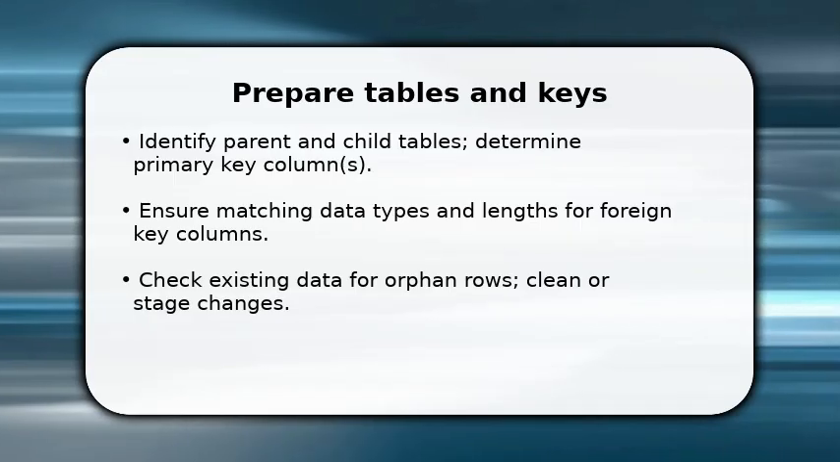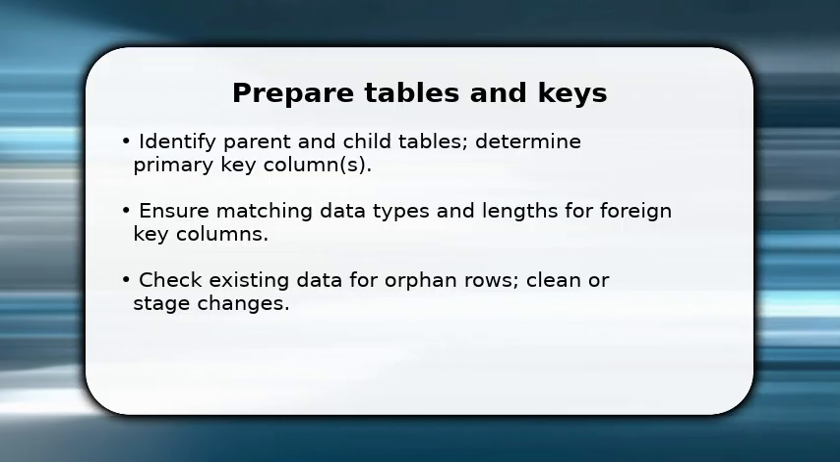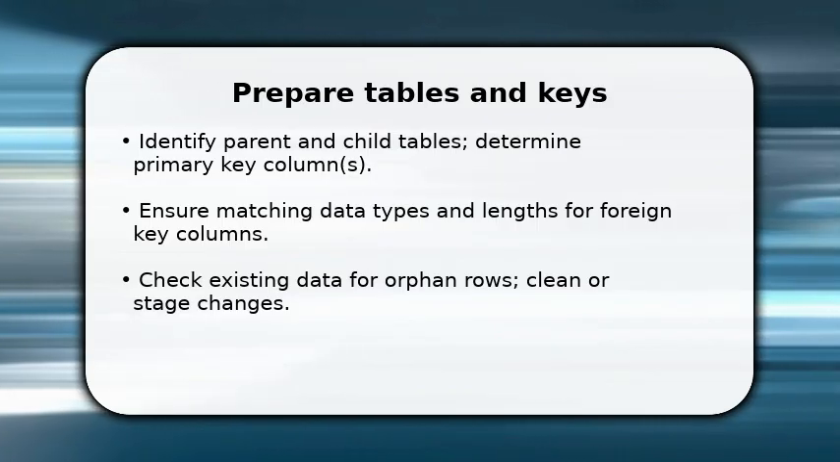You begin by preparing the tables. Pick the parent table with the primary key and the child table that will hold the foreign key. Once done, confirm both columns use identical types and lengths. Mismatches will block constraints. You should also scan current rows for orphaned references and either delete or update them, or stage changes in a temporary table.